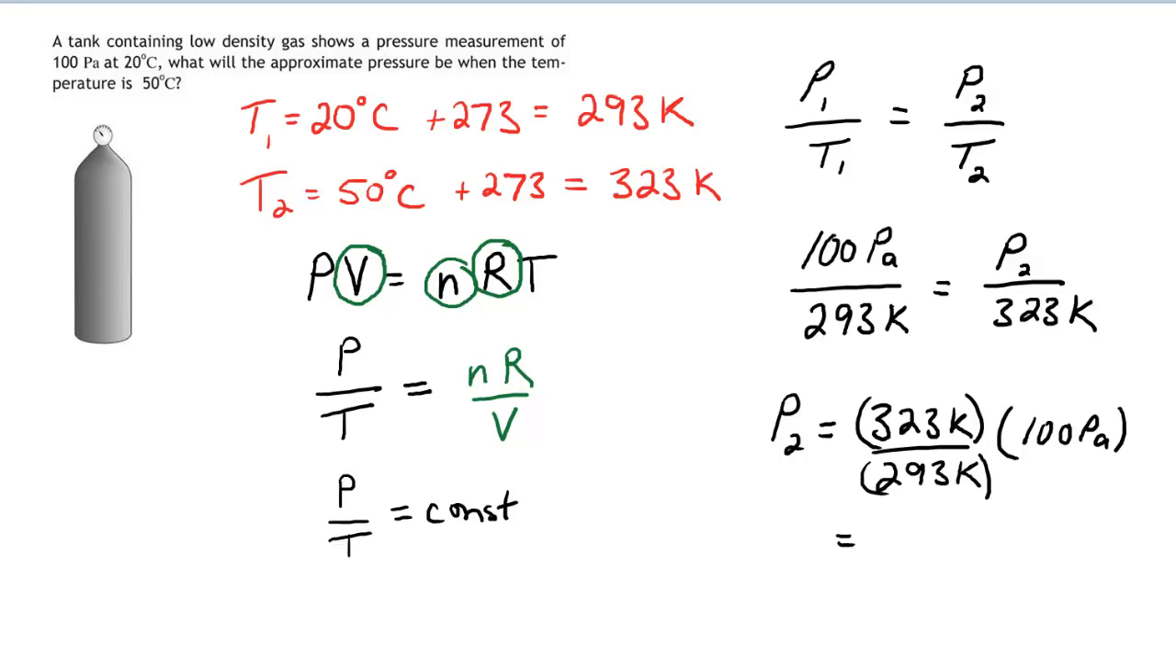And if we work this out, we get our pressure equaling 110 pascals. So it's increased by 10%. Notice my temperature has also increased by 10%. It's gone from 293 Kelvin to 323 Kelvin. So a 10% jump.